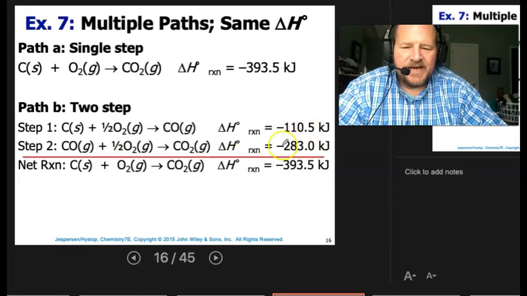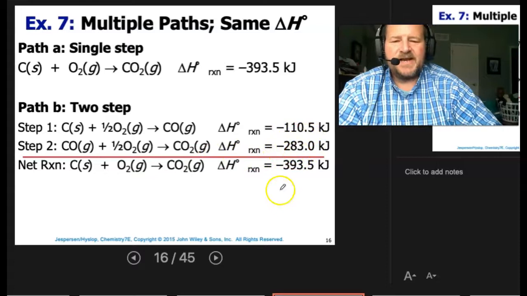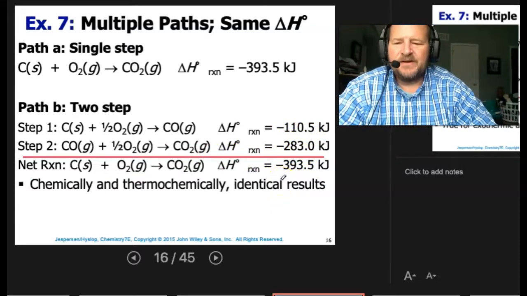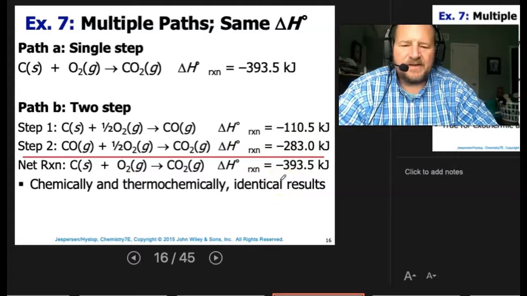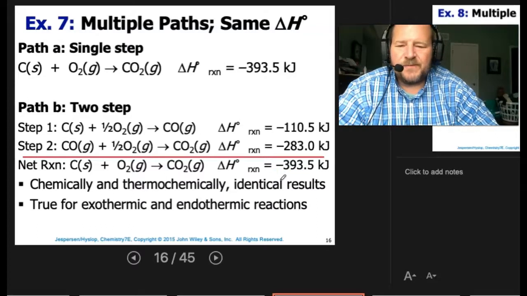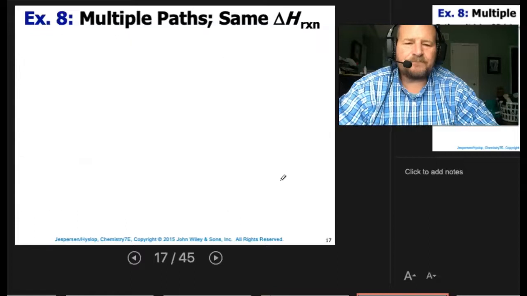So negative 110 plus negative 283 gives me negative 393. Chemically and thermodynamically, we get identical results. Now, this is going to be true for both exothermic and endothermic reactions. All you have to do is sum up the delta H's, and everything should work out to be the same.